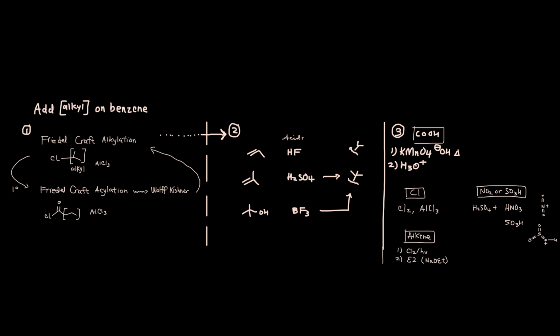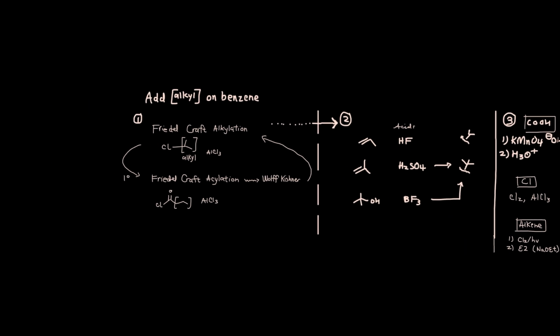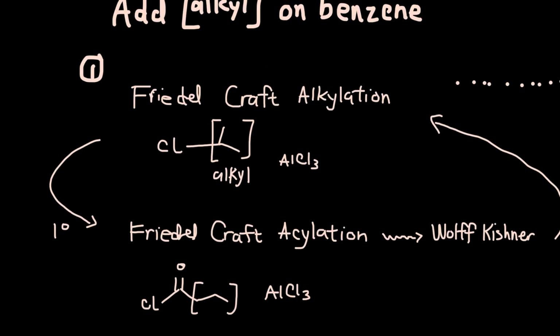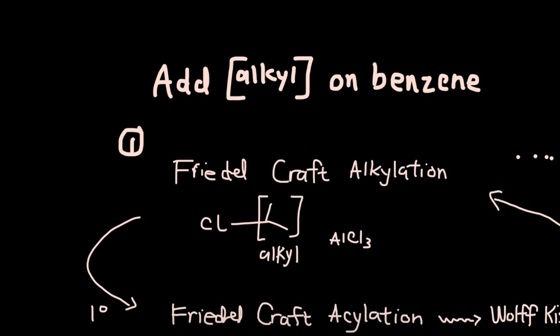Today's video is dedicated to developing an intuition of aromatic substitution reactions. So we'll talk about how to add different things on benzene and how to manipulate it through different reactions. Okay, so first, if you want to add an alkyl onto benzene, you can use a Friedel-Crafts alkylation.